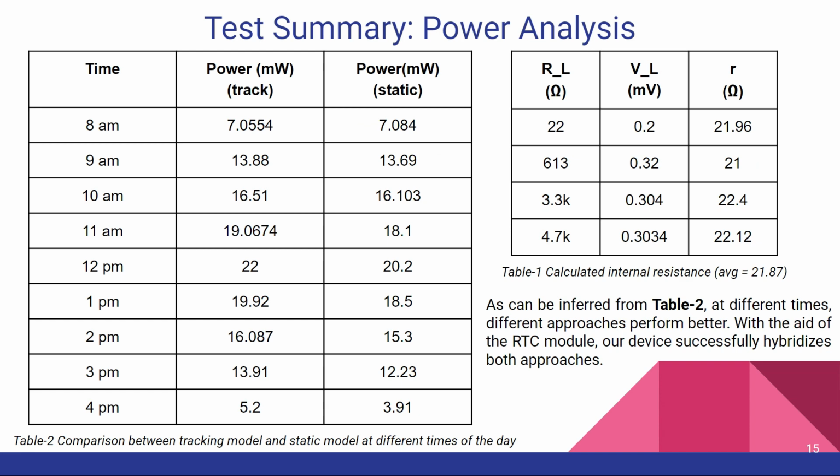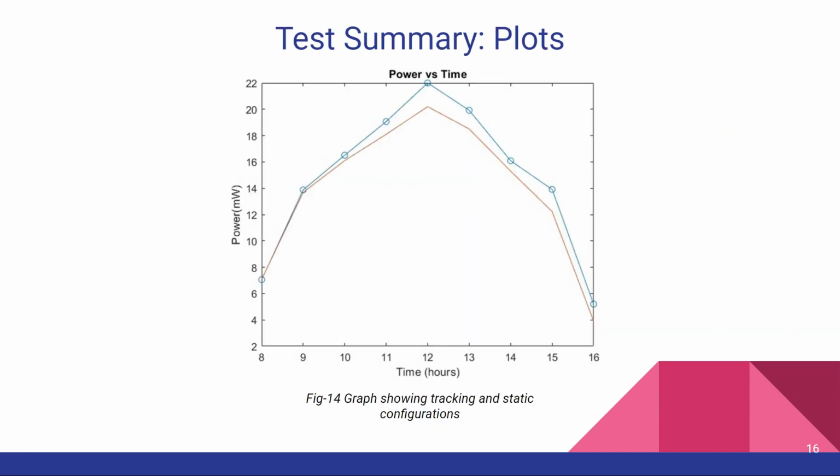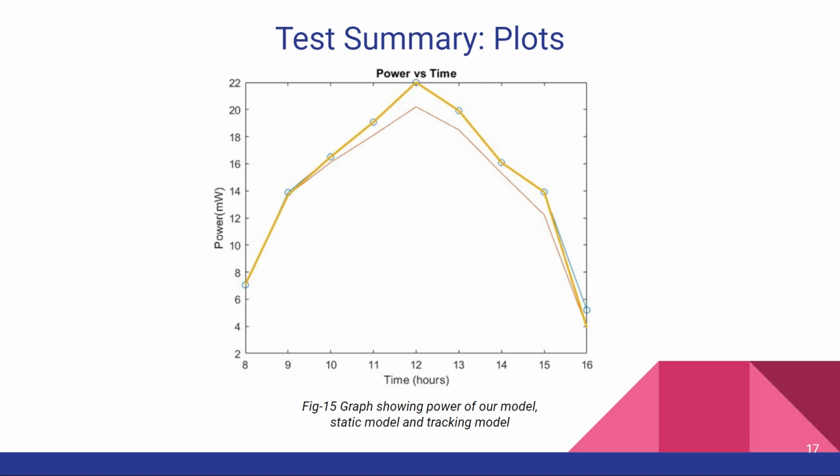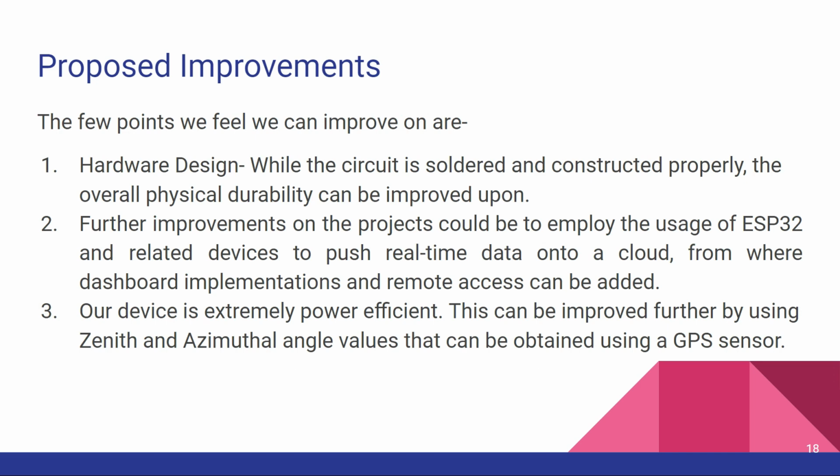hence being both power efficient as well as energy efficient. At last, we arrive at a graphical representation of these two models beside each other, as can be seen in figure 14, which shows the different configurations for the solar panel. This graph shows the produced power for three models: our model, the static model, and the tracking model. As can be inferred from the graph, our model performs better than both these models. However, it is more power efficient than the tracking model, since we are only tracking at specified points.